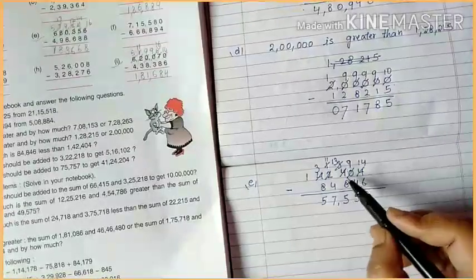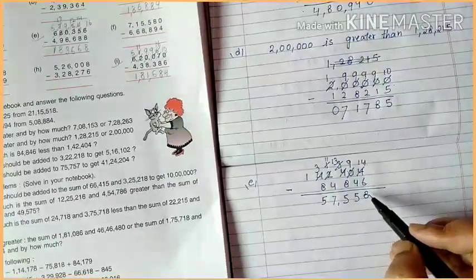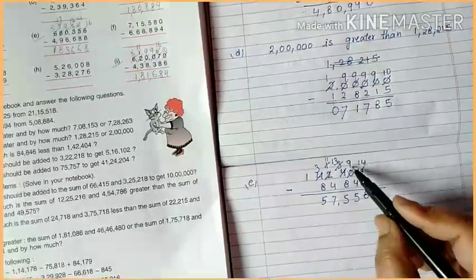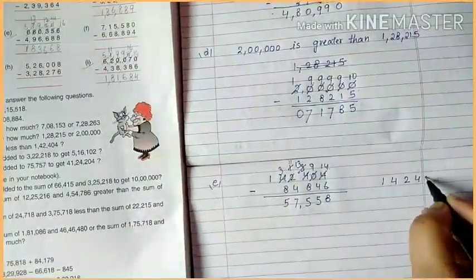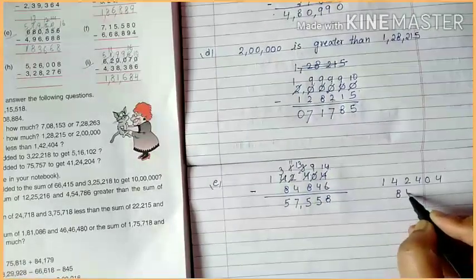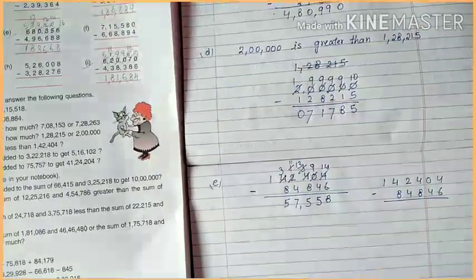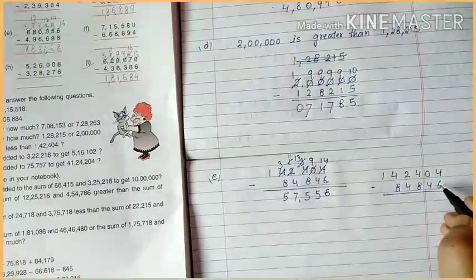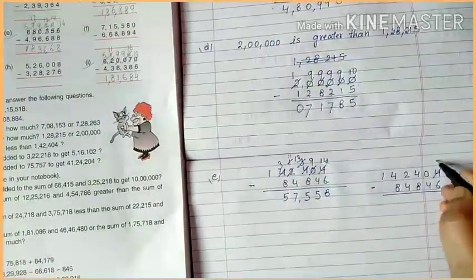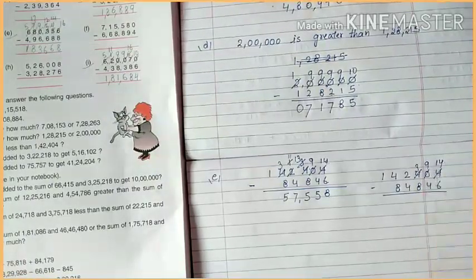It will carry from here, from the last one, so it will become 14. 14 minus 6 is possible, so it will become 8. Now it has become 9. Can I do it once again so that it will be clear to you? 1,42,404, 84,846. So this is 4, so it will become 14 here, it will become 9, it will become 3.